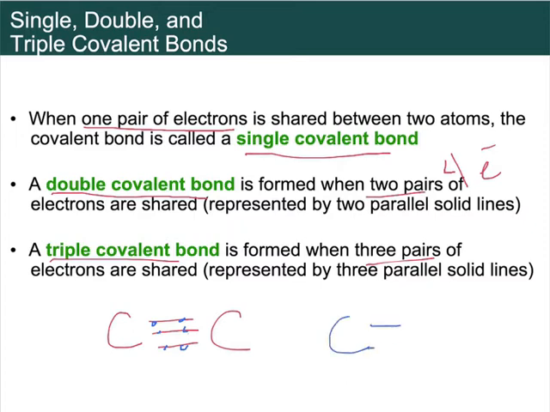A double bond would look like this, right? Each one of these lines, again, is 2 electrons. One that carbon brought, one that carbon brought. This one brought from that carbon, and this one brought from that carbon. Right? So that's a double bond.